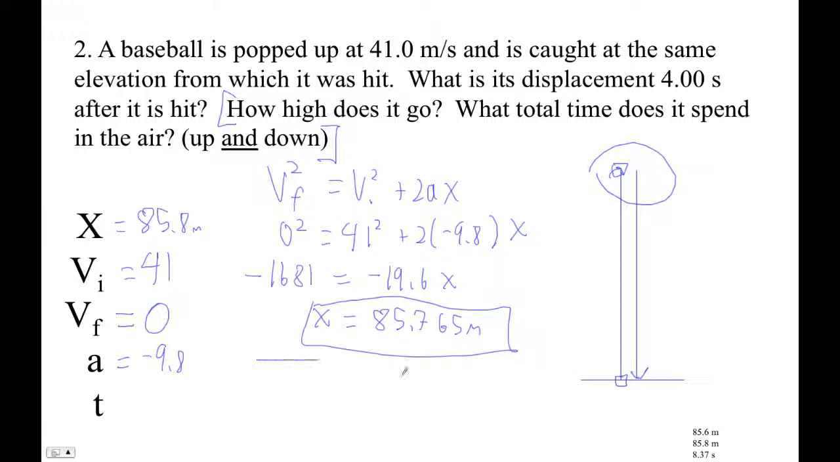To find the time, what I'm going to do is just use this guy. VF is VI plus AT. Okay, so 0 equals 41 plus negative 9.8 times t, right? And then basically it's what? It's negative 41 divided by negative 9.8. So 41 divided by 9.8 is 4.1836.